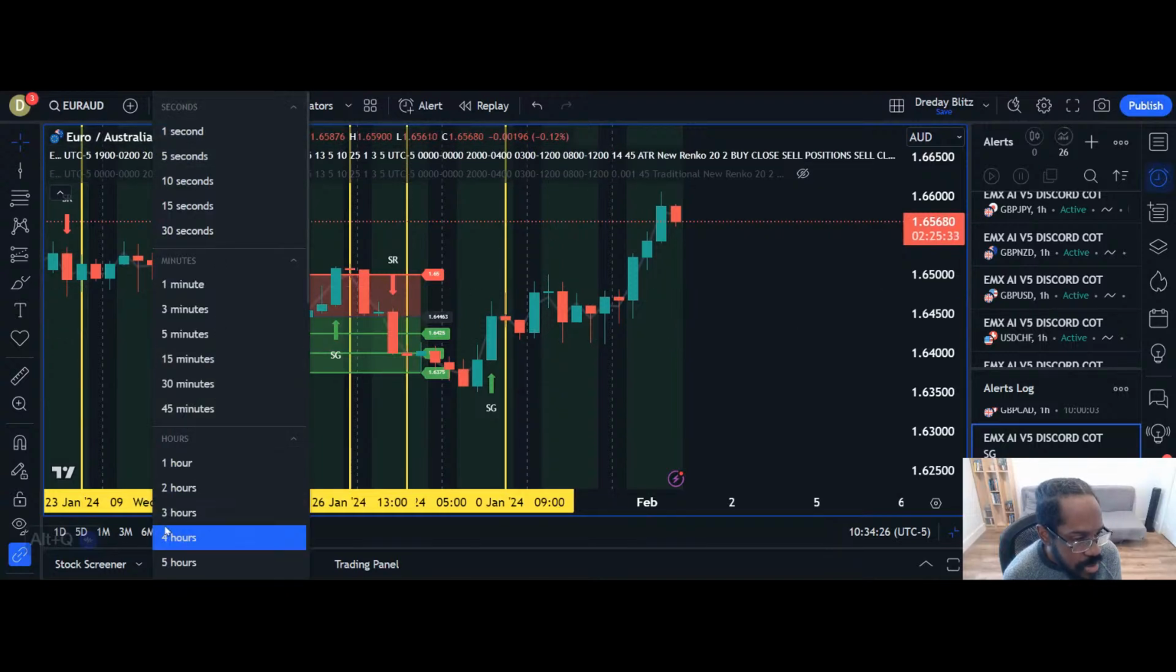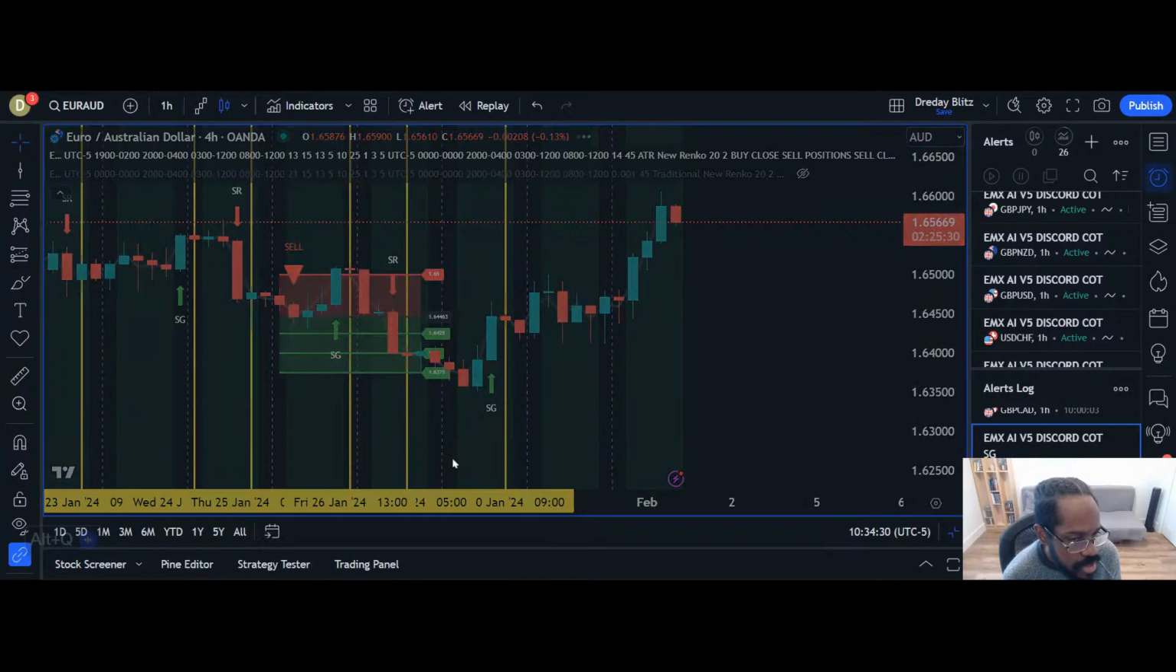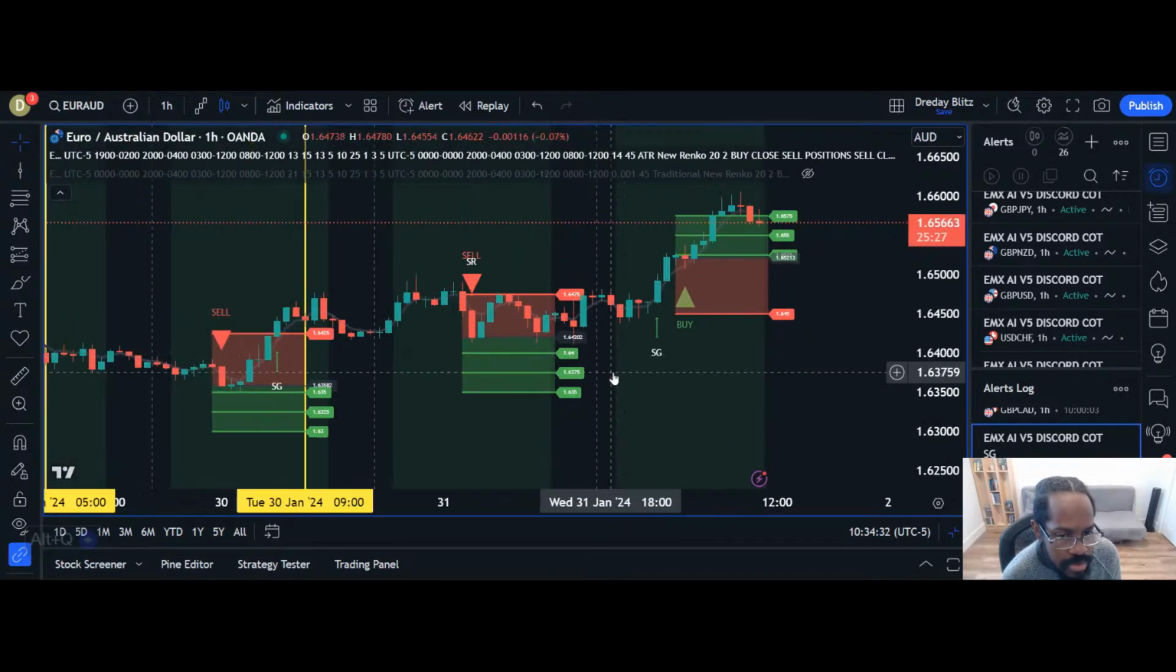It won't even take the trade at all because the trade won't be there. It will filter out the trade.